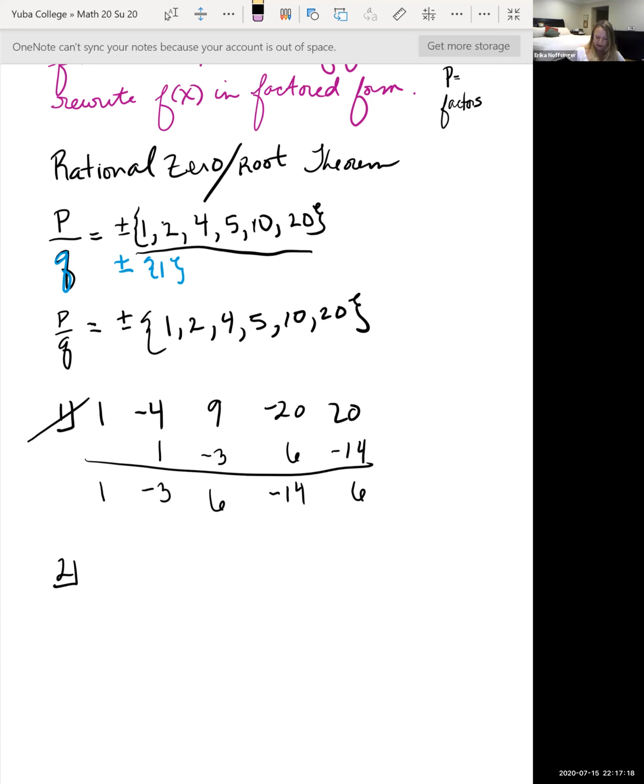And so let's list out our coefficients, again, in descending order of powers of our variables. So 1, negative 4, 9, negative 20, and 20. Bring down your first number, multiply it by the number up here, c, which is 2. So 2 times 1 is 2. Negative 4 plus 2 is negative 2. 2 times negative 2 is negative 4. 9 minus 4 is 5. 2 times 5 is 10. Negative 20 minus 10 is negative 10. 2 times negative 10 is negative 20. Yay.